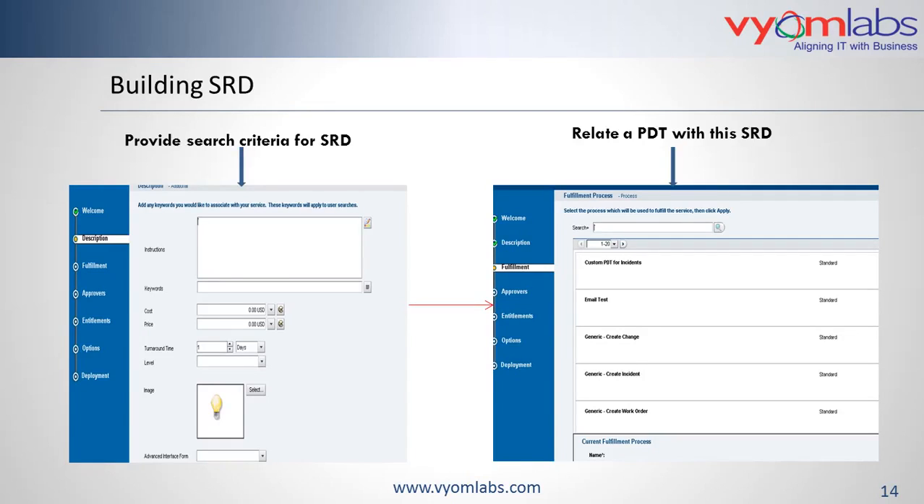Once you click on next, we'll move on to the fulfillment part, where you have to attach a PDT with the SRD. Here is how you attach it: you can see there's a list of PDTs. You have to select one of them and then click apply. Once you select it and click apply, it will be applied to this particular SRD.